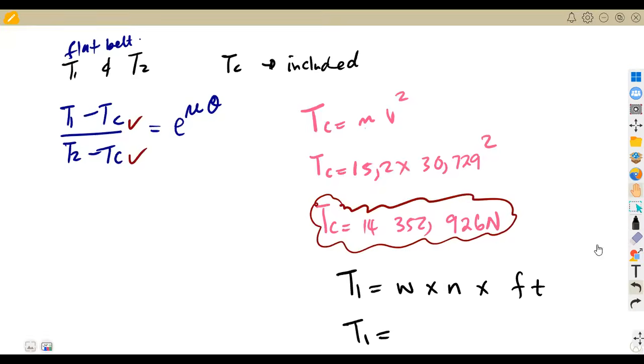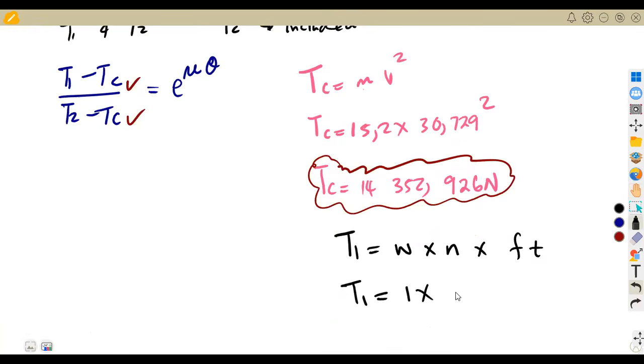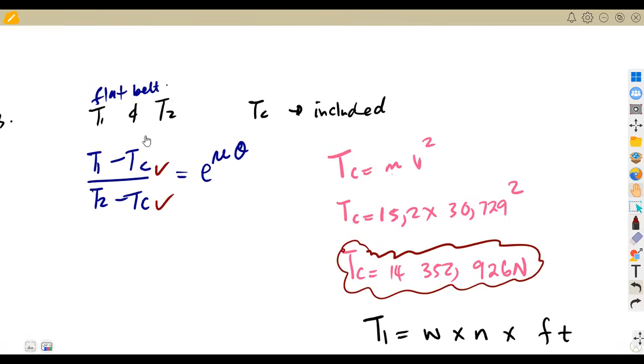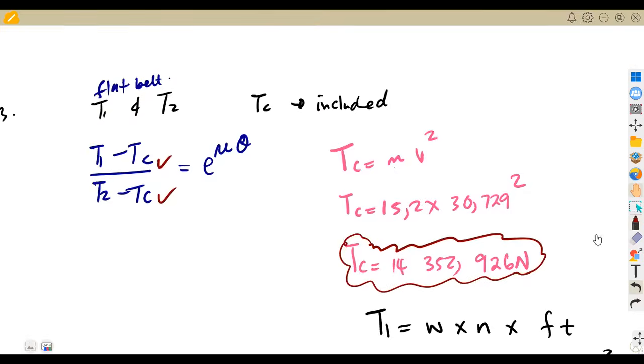All right, so we're going to have the width, which is 1, times the number of plies, 4, times FT, which is 6.5 kilonewton, that's times 10 to the exponent of 3. So this is going to give us T1, which is 26,000, or 26 kilonewton in this case. All right, so that's the value of T1, which is from the tight side. So that means we have calculated T1, and it was direct because we also need T1. So we have T1 already.